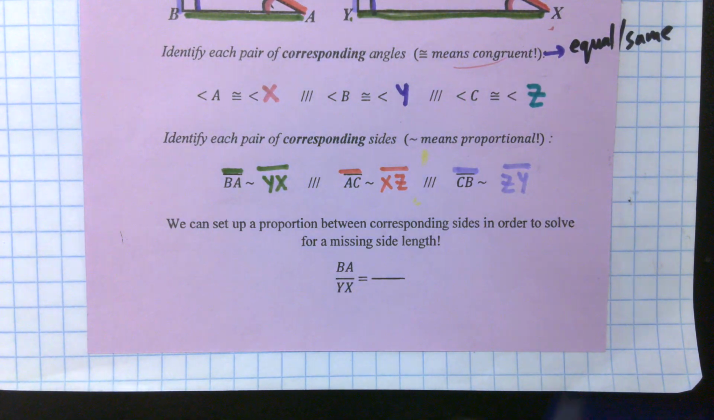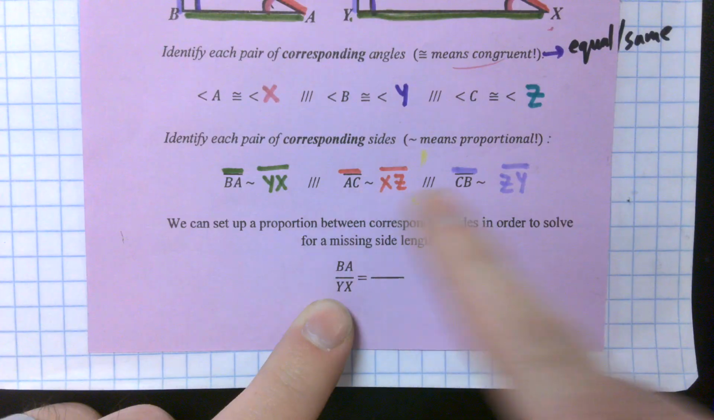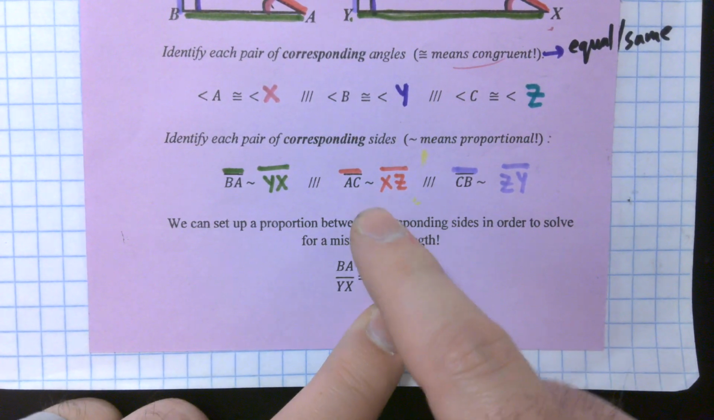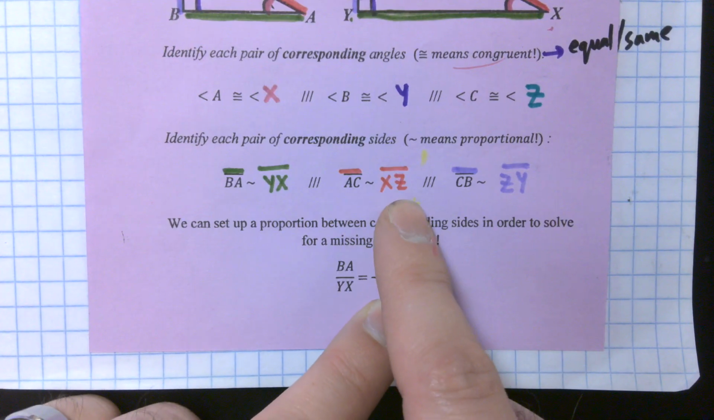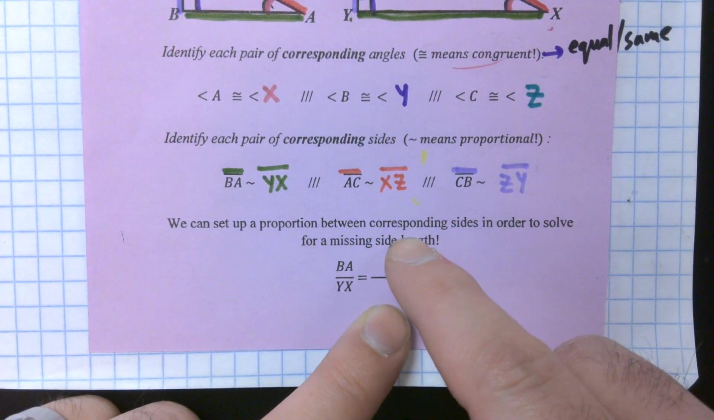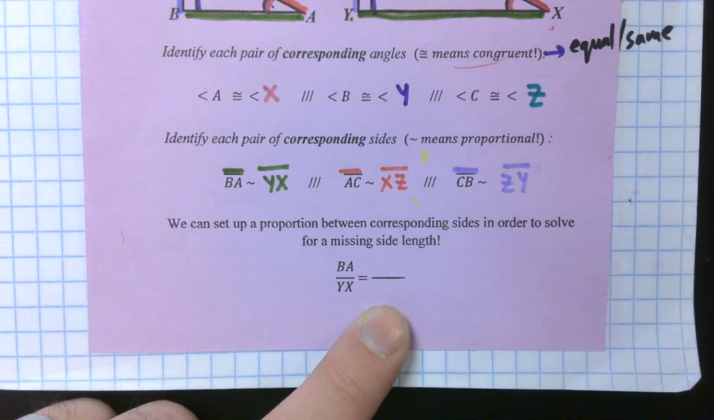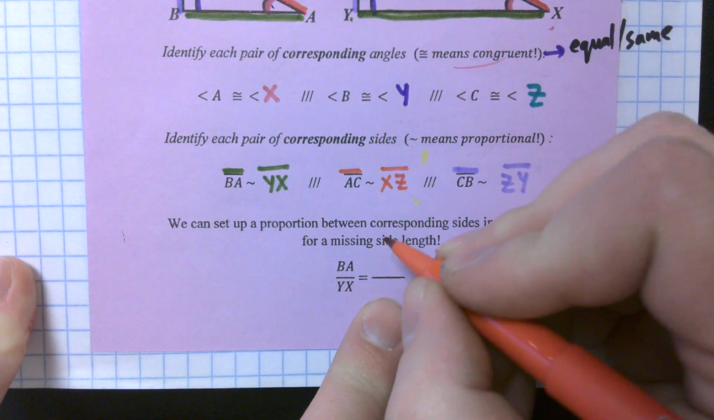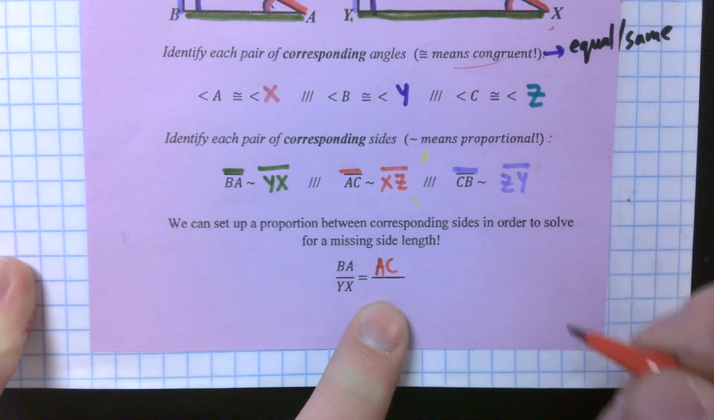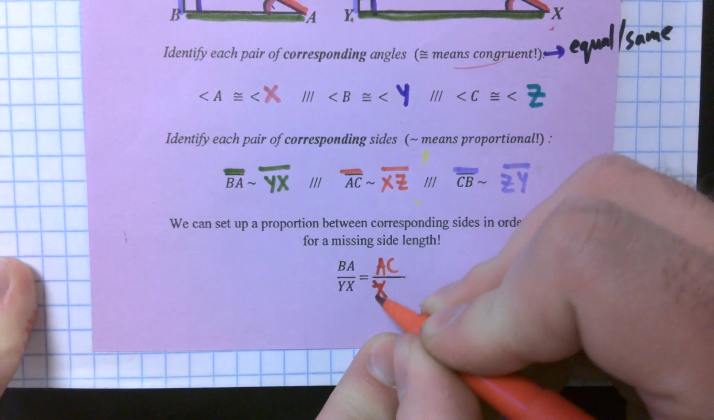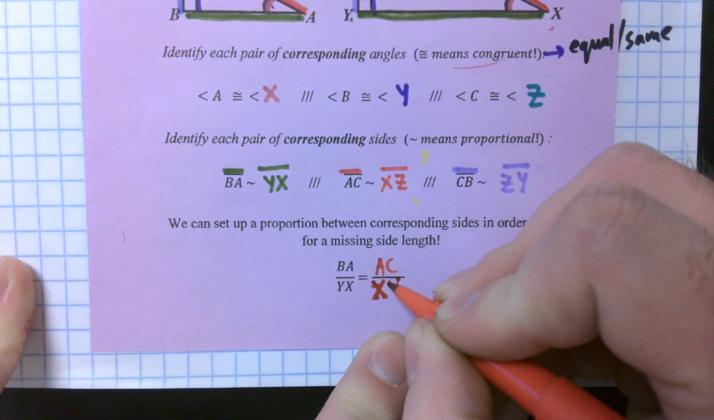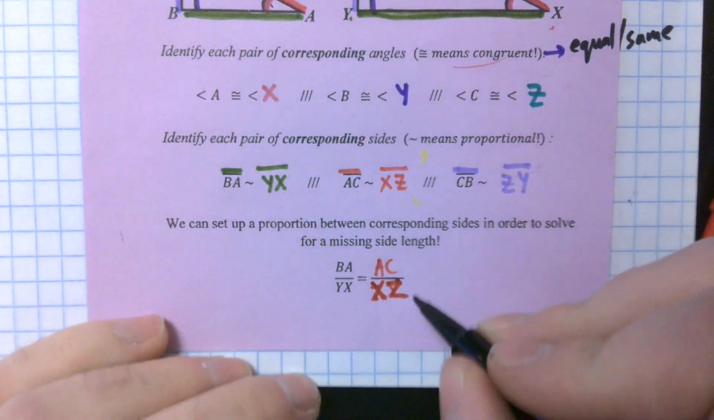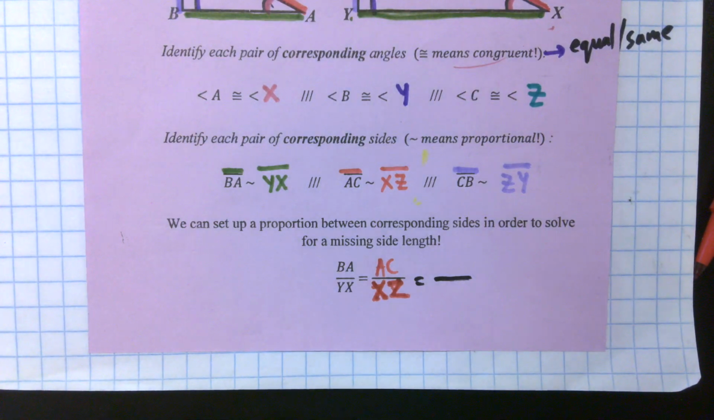If I was going to set up a fraction with one of these other pairs that matches the way this fraction is written, let's take this red pair right here, AC and XY. Which of these is going to go on the top of my fraction? AC or XY? AC. And XZ goes on the bottom. This may be a little bit confusing. It'll make more sense once we see the actual work.